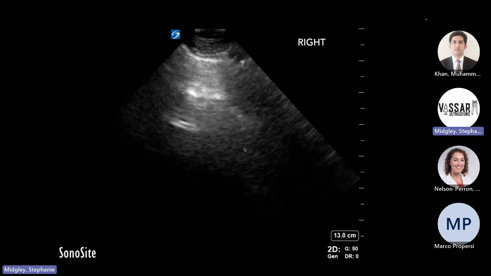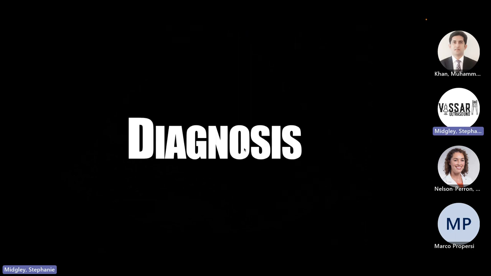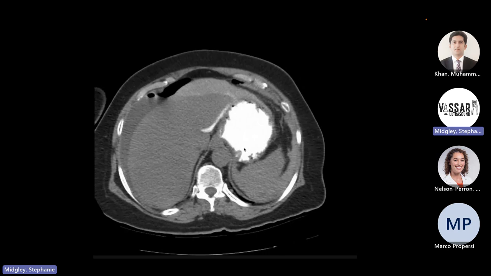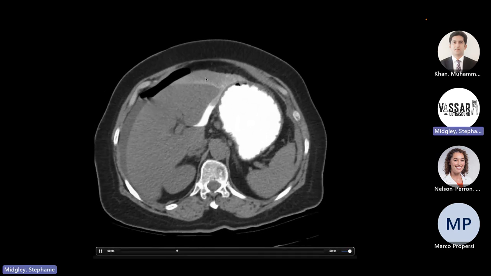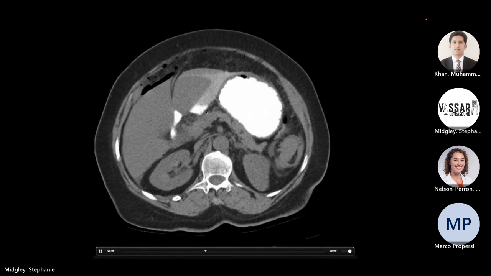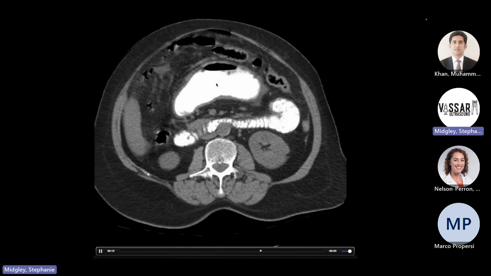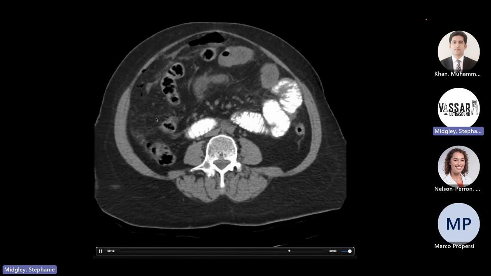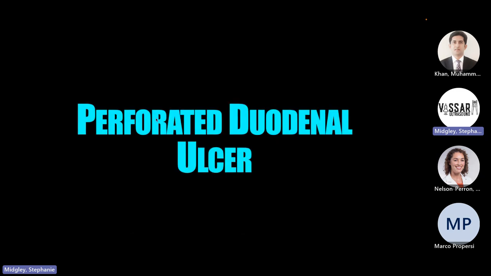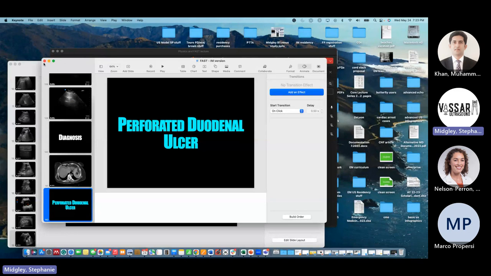We look at her lungs. She's got good lung sliding on both sides. And so we got our CAT scan, right? And so she's got a ruptured... So lots of free fluid and air in her belly from her perfed peptic ulcer disease. So a nice little example of how it'll help.